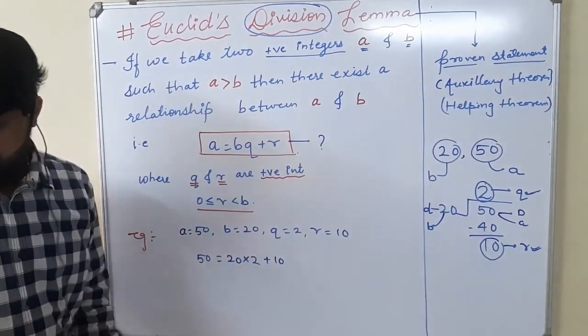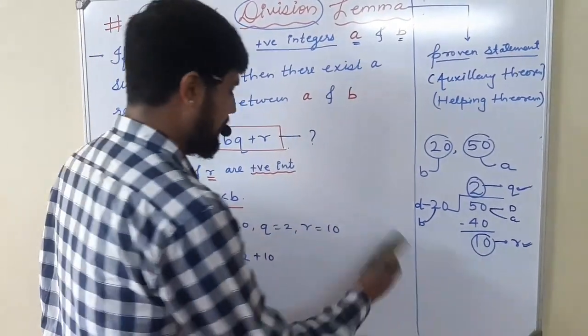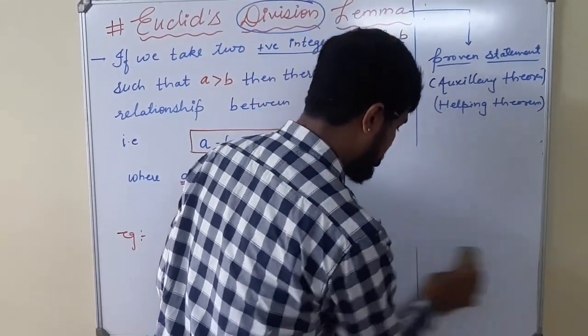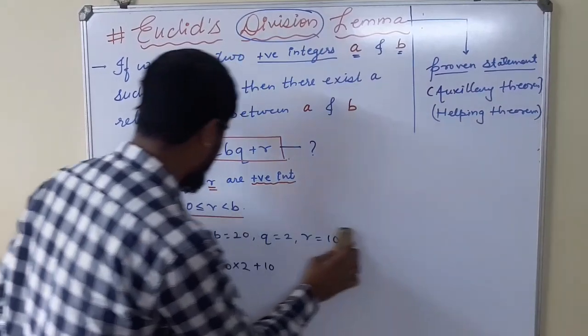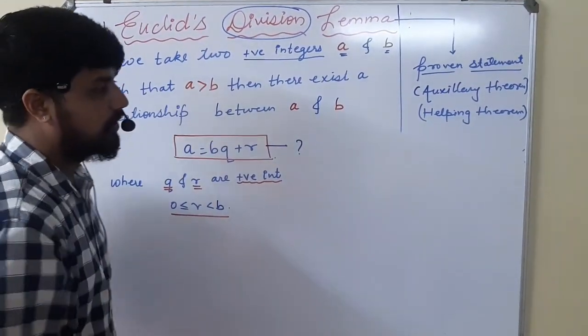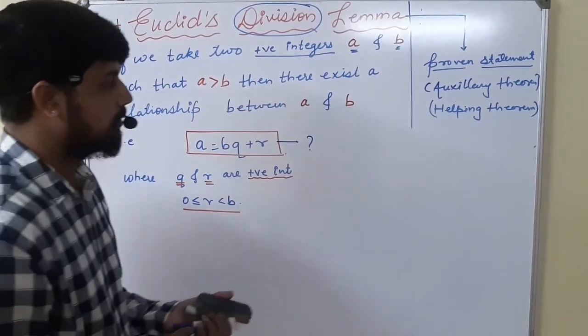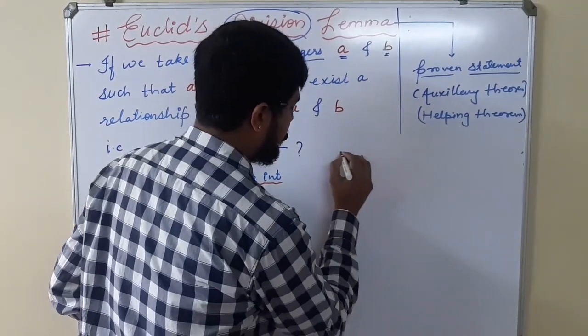Now let's try to understand with some more examples. Let's take some other examples also so that it will be clear in your mind, because this Euclid division lemma is a very important topic from the first chapter, and one question for 3 marks is always asked in the final examination. So let's take a few more examples.